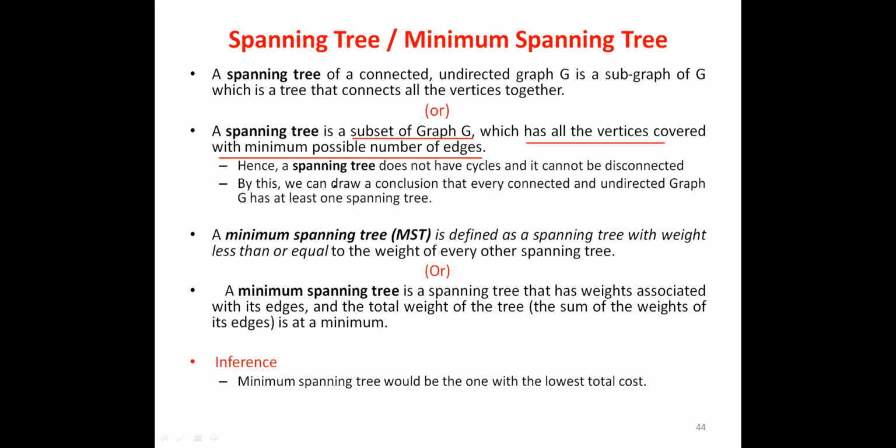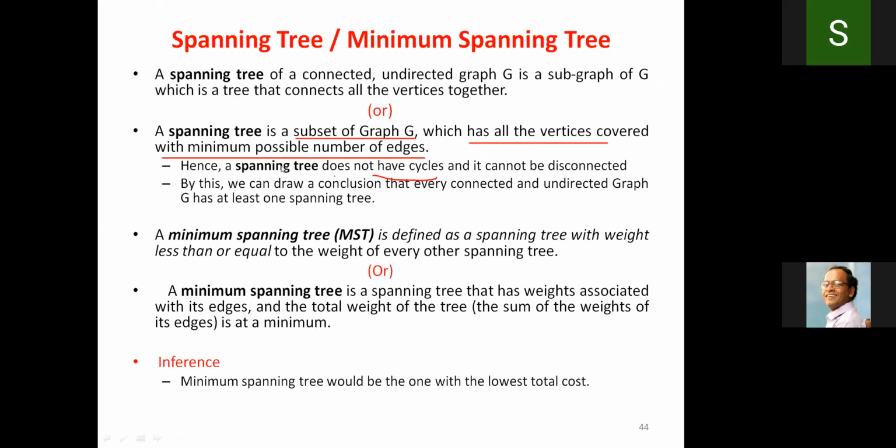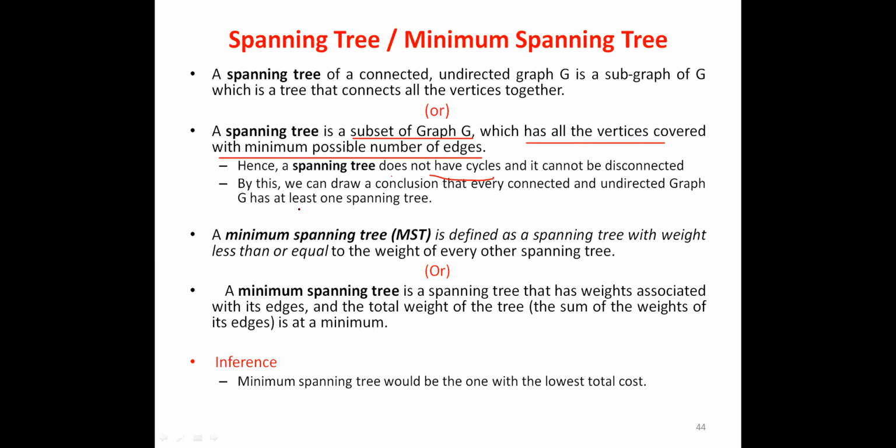Hence, a spanning tree does not have cycles and it cannot be disconnected. When I take the minimal number of edges, we do not have any cycle. You cannot form a cycle in a spanning tree, and it cannot be disconnected either. So it is connected. By this way, you can draw the conclusion that every connected and undirected graph G has at least one spanning tree. For a given graph, you can draw at least one spanning tree. You can have multiple spanning trees, but there is a possibility to have only one spanning tree.